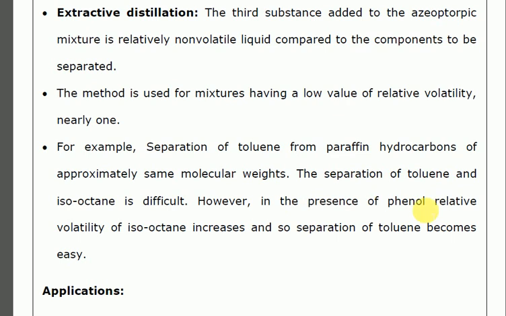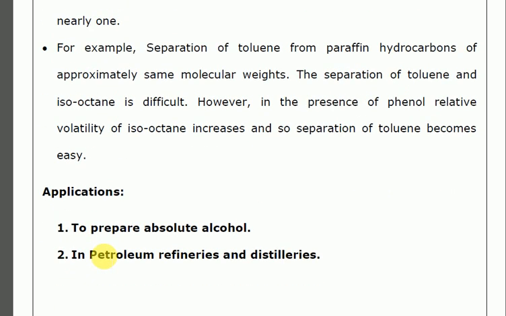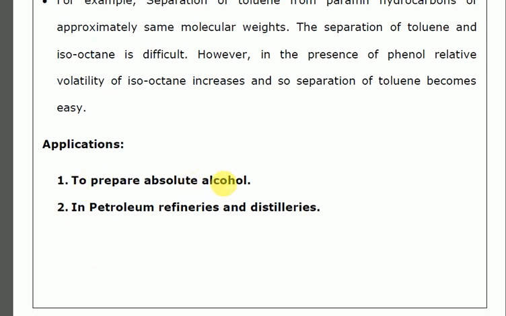However, in the presence of phenol, we are adding phenol as a third component. The relative volatility of isooctane increases, and so the separation of toluene becomes easy. Application: to prepare absolute alcohol, and it is basically used in petroleum refineries and distilleries.